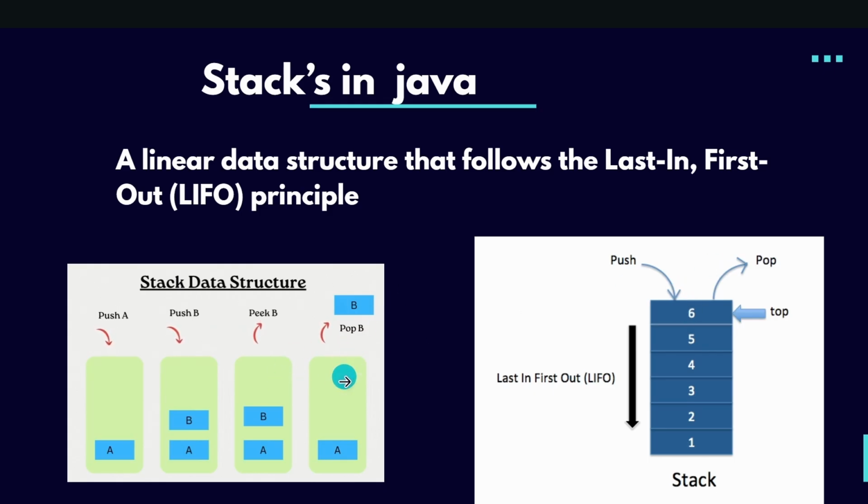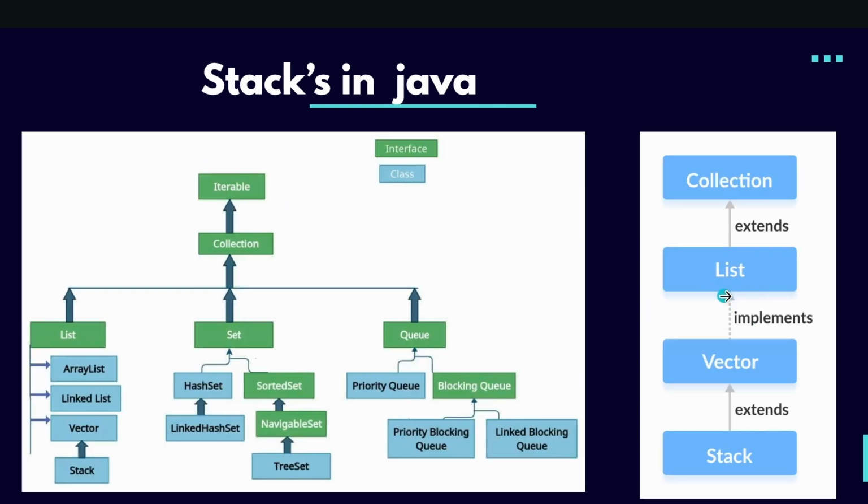And the last operation is we can remove the element, that is known as pop. So in this stack we are going to have mainly three operations: push, pop, peek. Push, peek, pop, these three operations. And then if you see the hierarchy of the stack, where the stack is in Java, it is inbuilt in Java.